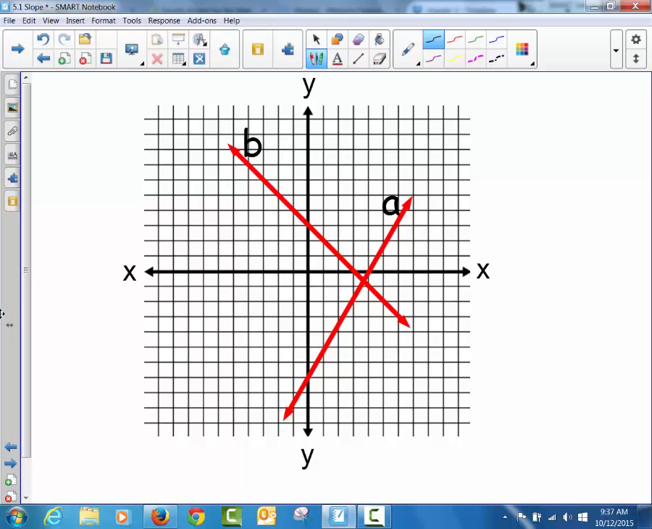Now whenever you have lines on the coordinate plane, they will intercept the x and y axes at certain points, and we call those the y-intercept and the x-intercept. In this case, let me get a marker that's a different color. We'll do it with blue. Right here is the point where line B intersects the y-axis. That is called the y-intercept.